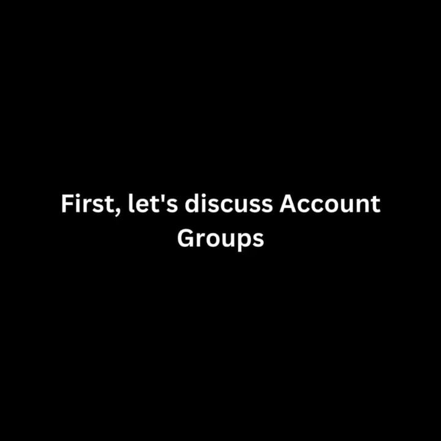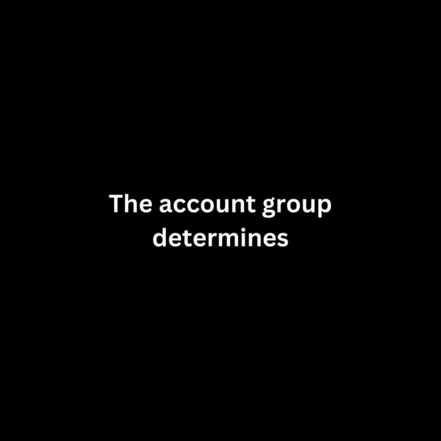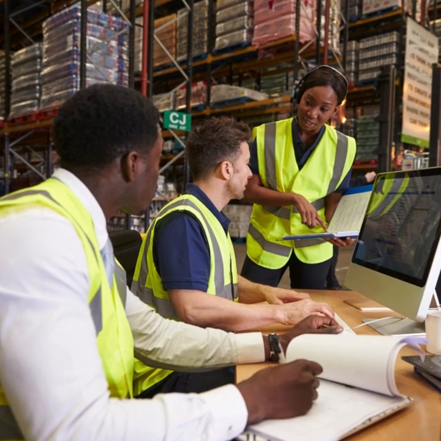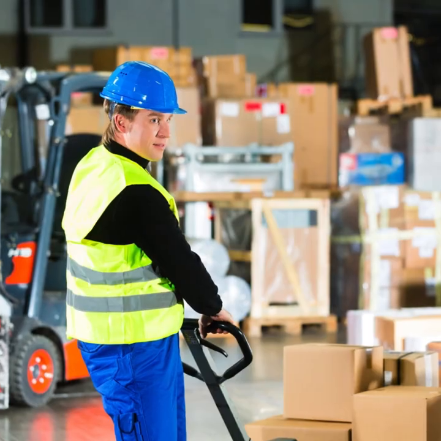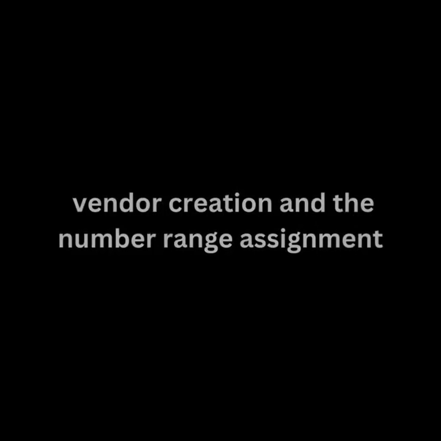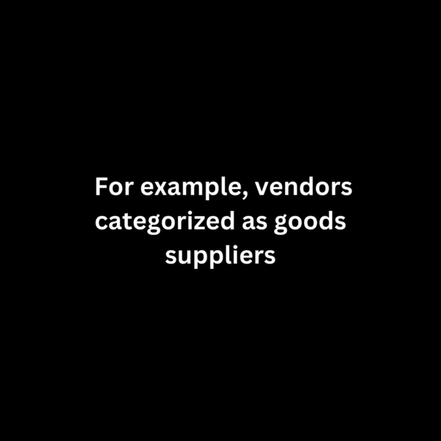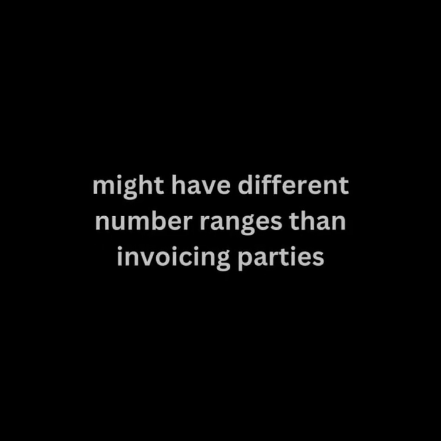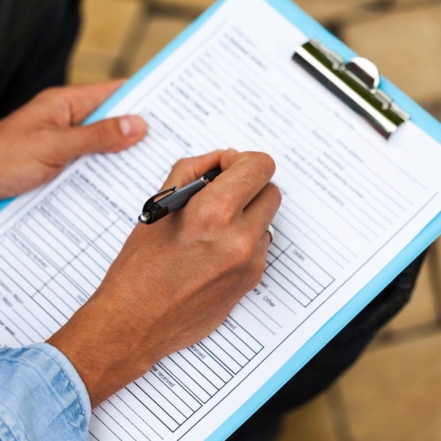First, let's discuss account groups. The account group determines what kind of vendor you are creating, whether they're a goods supplier, invoicing party, or forwarding agent. It also controls the fields visible during vendor creation and the number range assignment. For example, vendors categorized as goods suppliers might have different number ranges than invoicing parties, ensuring accurate tracking and reporting of vendor-specific information.